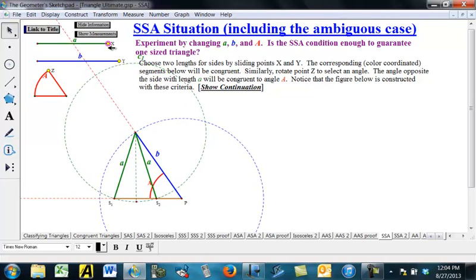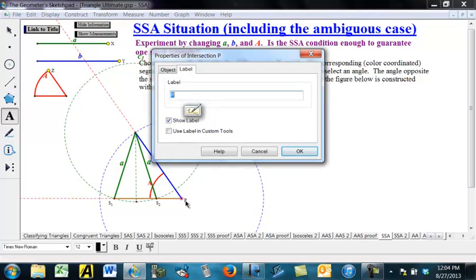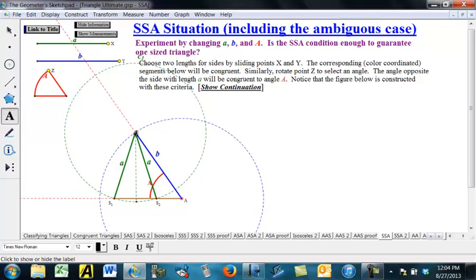But look what happens when it's a little bit longer. Now the circle and this ray actually meet in two places, so there are two different triangles. One is the triangle going from here to here to here. Let me relabel this a little bit. So this one is supposed to be point A, and this one up here is going to be point C.